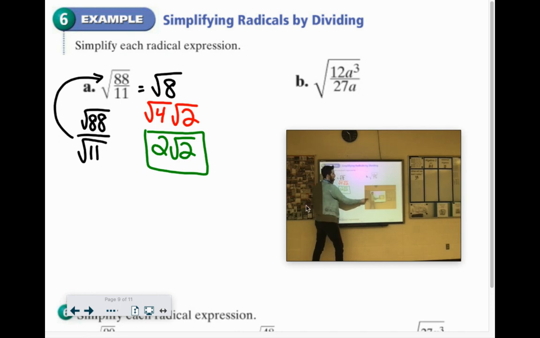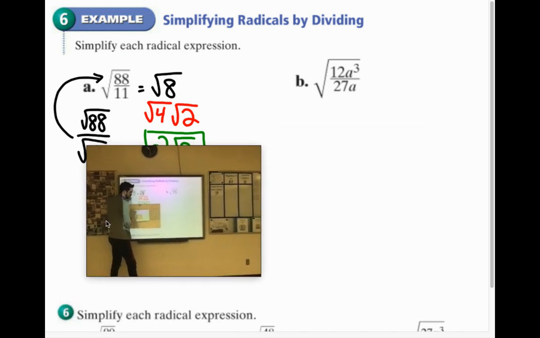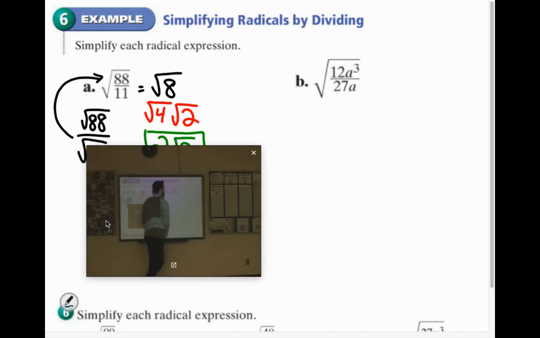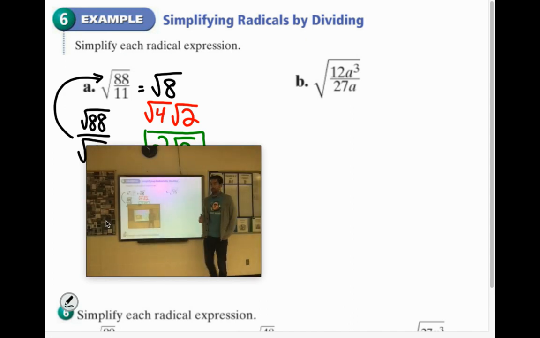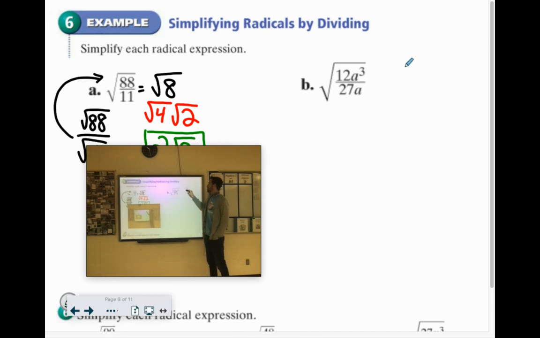Let's see. I'm going to scooch over here. If we are looking at 12a to the third over 27a, it's all one fraction, so simplify it. What goes into 12 and 27? They're both divisible by 3. So 3 goes into 12 4 times. 3 goes into 27 9 times.